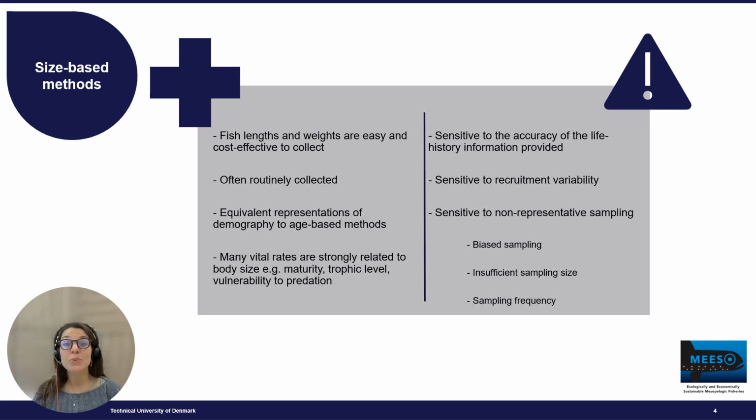Additionally, most vital rates of individuals are also strongly related to body size. For example, food availability or trophic level, vulnerability to predation, and also selectivity of fisheries are strongly tied to the size of a fish. However, also, as with many stock assessment methods, there are limitations and biases related to length and size-based assessment methods that one definitely should be aware of.